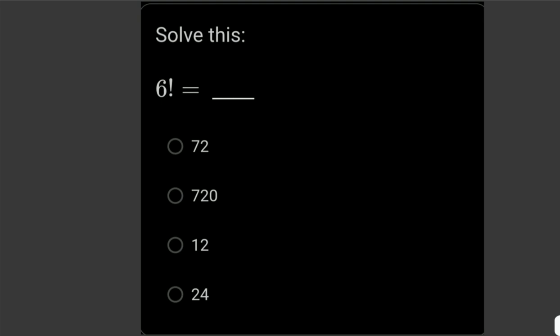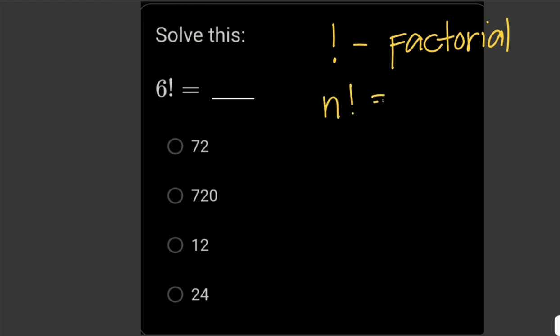Solve this: 6 factorial. So we read the symbol as factorial. So we're given n factorial, and this is just equal to n times n minus 1 times n minus 2, and so on. Or simply multiplying the number by the next smaller number, times the next smaller, all the way down to 1.